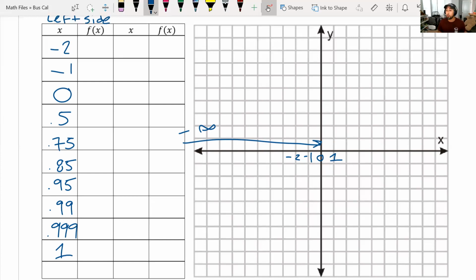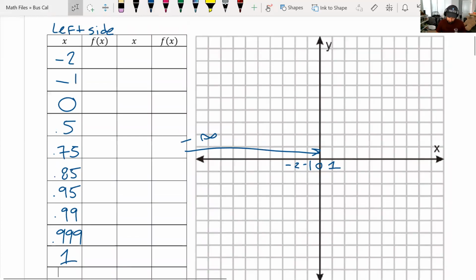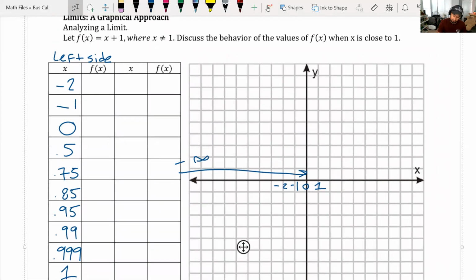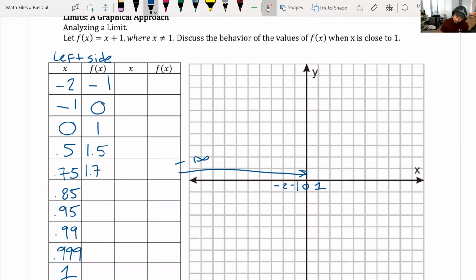Okay, so now, of course, we have to take these numbers and plug them into the function we are analyzing, which is x plus 1. Well, fair enough. We plug all these numbers in for x, and all we have to do is add 1 to them. So if we plug it into x plus 1, I'd get negative 1, 0, 1, 1.5, 1.75, 1.85, 1.95, 1.99, whoops, too many 9s, and 1.999. Okay.